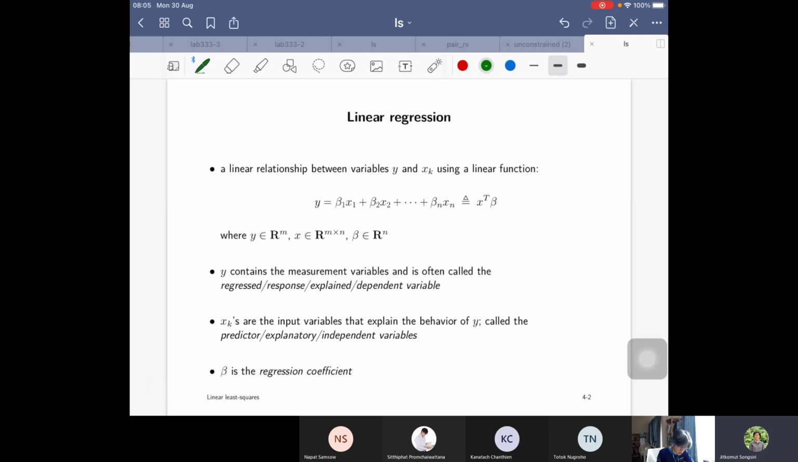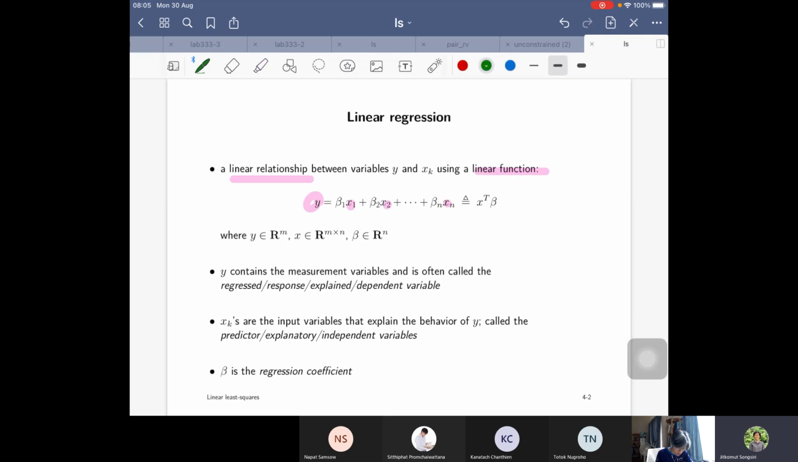Linear regression: this problem, the model, starts with establishing a linear relationship between the variable y, or the output variable, and the variable x using a linear function.